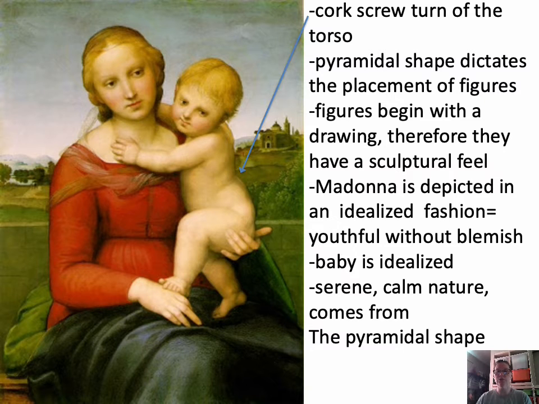Here you see the corkscrew turn of the torso, a pyramidal shape that dictates the placement of the figures. But the figures here, they always begin with a drawing. And so because of that, they tend to have sort of a sculpted feel. The Madonna here is depicted in an idealized fashion because she's youthful, she doesn't have any blemishes, she has these light rosy cheeks, a little bit of an olive undertone, and the baby is idealized as well. It has a sense of serenity and calmness.